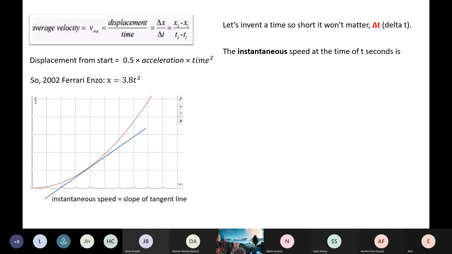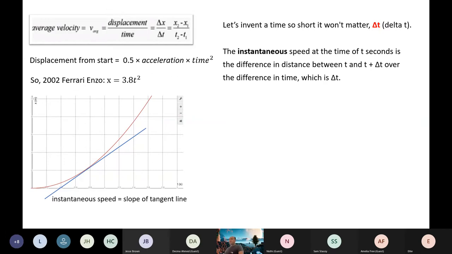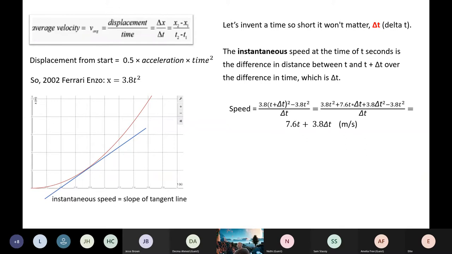And then the instantaneous speed at the time of t seconds will be the difference in distance from t to the next t, so from t to t plus delta t, a very small amount of change in time t, divided by the change in t, which is delta t. So basically, the instantaneous speed will be the change of distance between t and t plus delta t, divided by the change in t, which is just delta t, right? From t to t plus delta t, the difference is delta t.